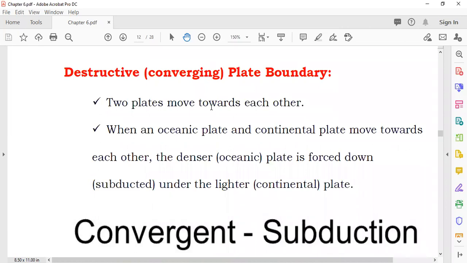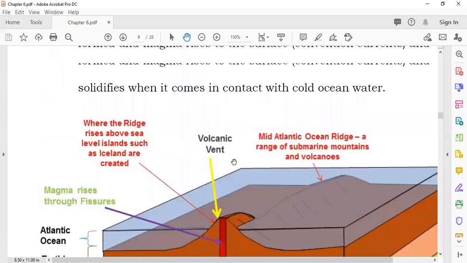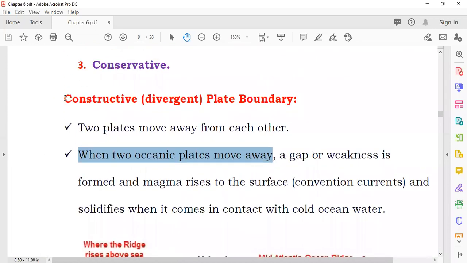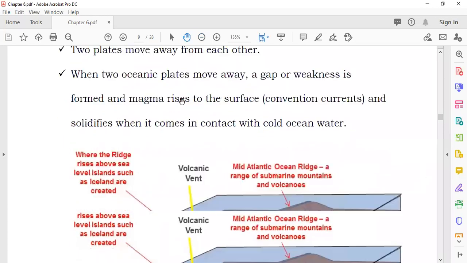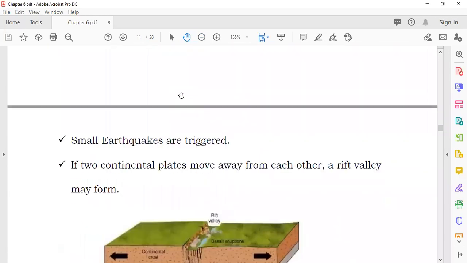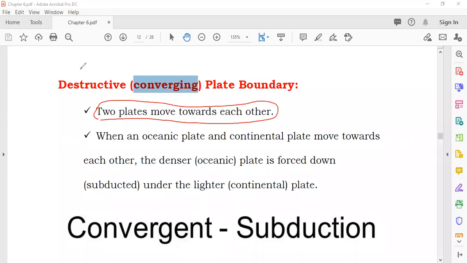After that, destructive or converging. Again, what was the first one? Constructive and divergent. Constructive and divergent. Divergent means moving away from each other. And now the other one is what? Destructive and converging. Converging means brought towards each other. They are saying when two plates move towards each other, it is known as destructive converging.